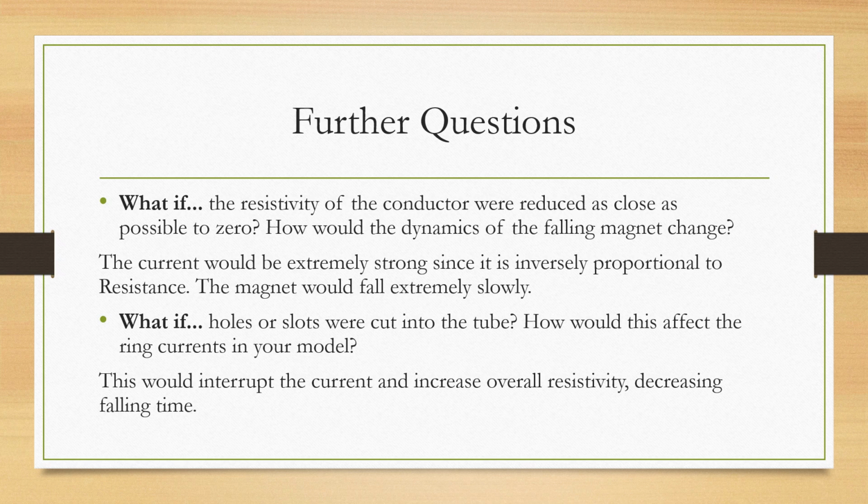And what if holes or slots were cut into the tube? This would be the opposite. This would increase resistance, and that would make it fall quicker because there would be less induced current.